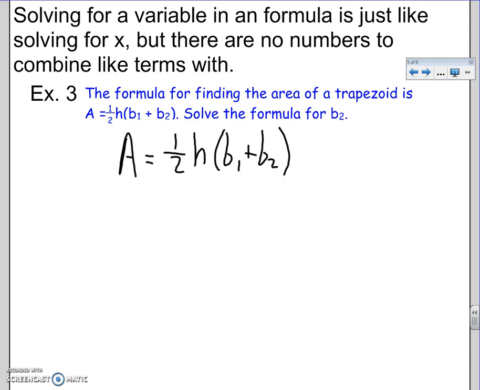Like when I'm solving for x, I need to find the letter I need to get alone. In this case, I need to get this b2 by itself. Positive b2. All right, I need to move everything else. I need to move the 1/2. I need to move the h. I need to move the b1.